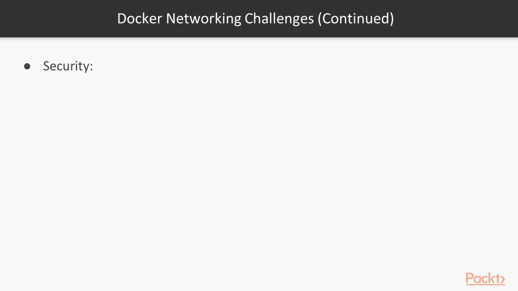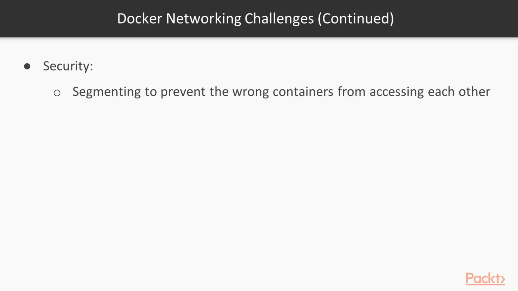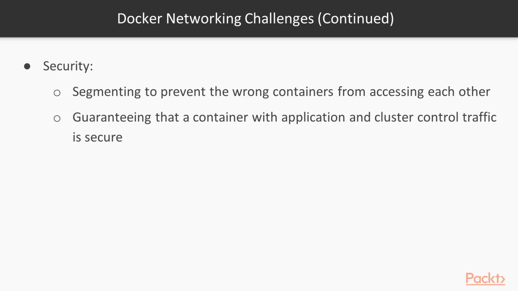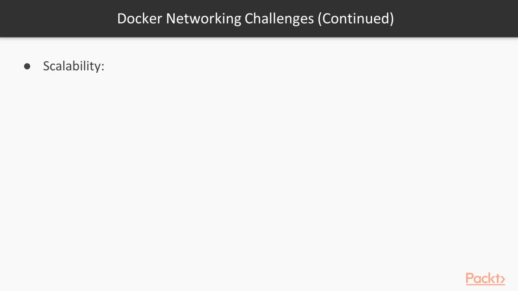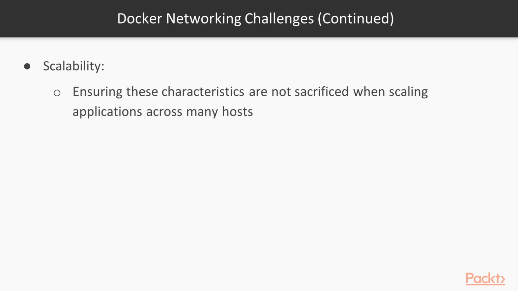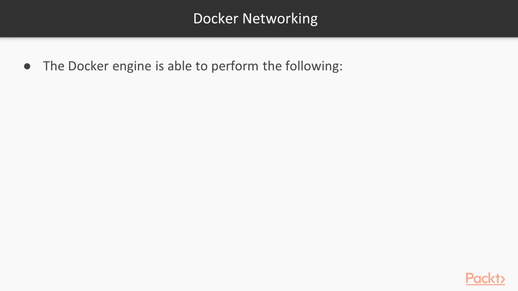We also face a challenge with security, segmenting to prevent the wrong containers from accessing each other, basically guaranteeing that a container with application and cluster control traffic is secure. Another Docker networking challenge that the platform addresses is with performance, providing advanced networking services while minimizing latency and maximizing bandwidth. There's also a challenge related to scalability, and ensuring these characteristics are not sacrificed when scaling applications across many hosts. So the Docker engine is able to perform the following.